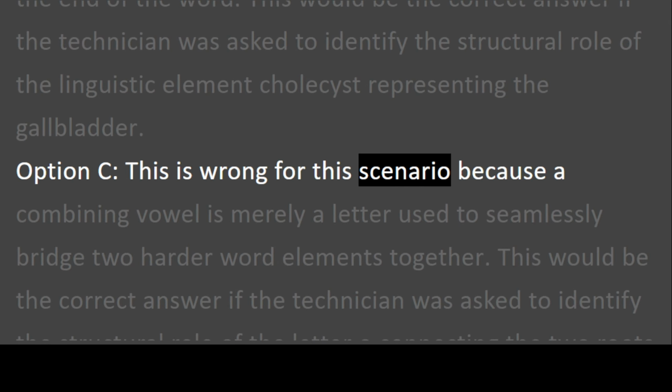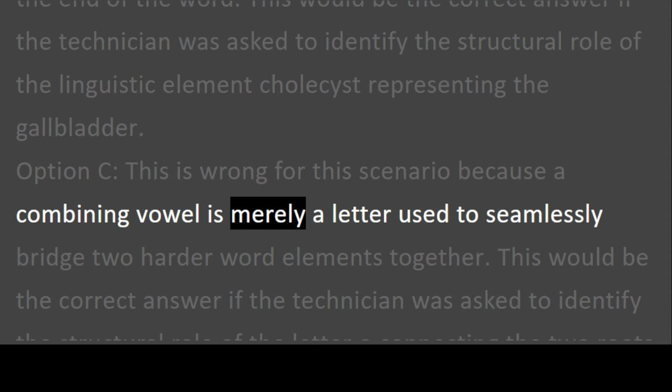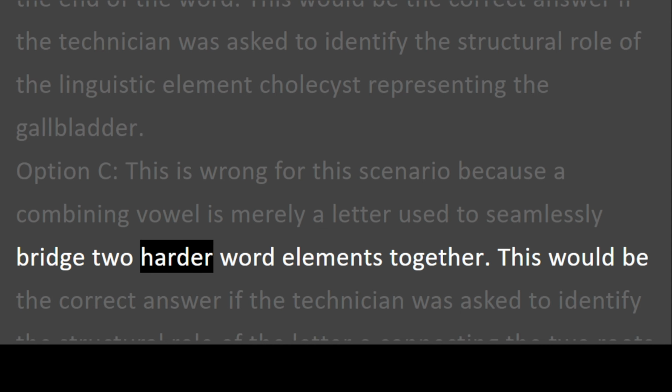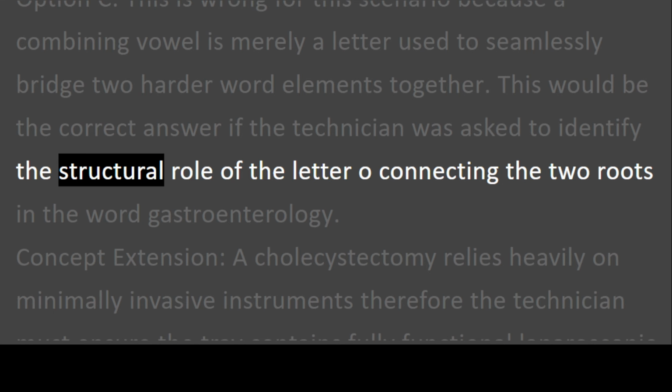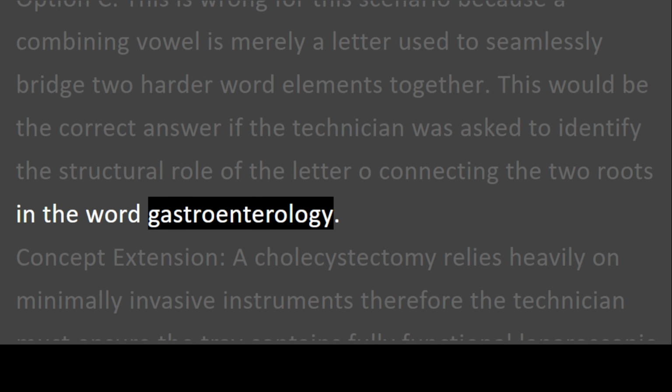This is wrong for this scenario because a combining vowel is merely a letter used to seamlessly bridge two word elements together. This would be the correct answer if the technician was asked to identify the structural role of the letter O connecting the two roots in the word gastroenterology.